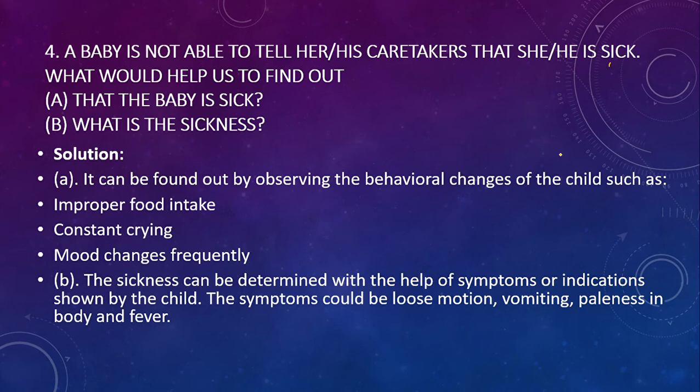What will help us to find out that the baby is sick? What is the sickness? Now, a baby is not able to tell his or her caretaker that he or she is sick because she cannot speak. So what is happening to the baby, you have to find out. It can be found out by observing the behavioral characteristics of the child, such as improper food intake, constant crying, and frequent mood changes. The sickness can be determined with the help of symptoms or indications shown by the child. The symptoms could be loose motion, vomiting, paleness in body, and fever.